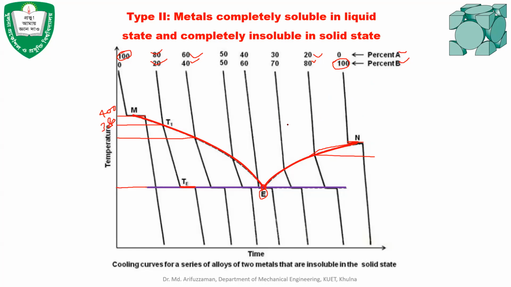Sir, on the right side of the eutectic point, will A and B be soluble in each other? No, A will be soluble in B in the liquid state, and also B will be soluble in A in the liquid state. After the eutectic point, it will not be soluble anymore because it will produce the solid. Because the basis of this type 2 diagram is that in the solid state they will be completely insoluble.